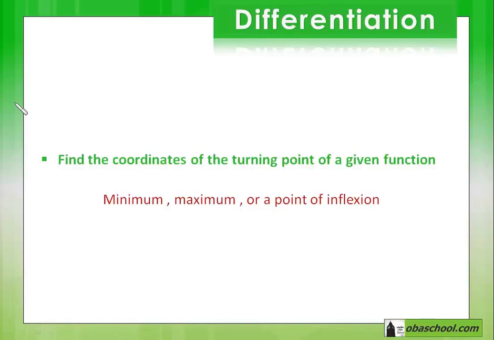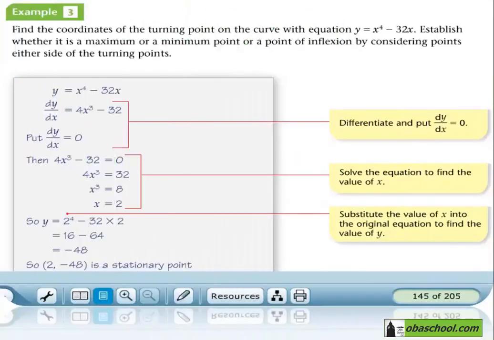Now we are going to apply the calculations in order to find the coordinates of the turning point of a given function, which could be a minimum, maximum, or a point of inflection. Look at this example. We are required to find the coordinates of the turning point on the curve with equation y equals x to the power 4 minus 32x. Establish whether it is a maximum or a minimum point or a point of inflection by considering points either side of the turning points. We have three goals.